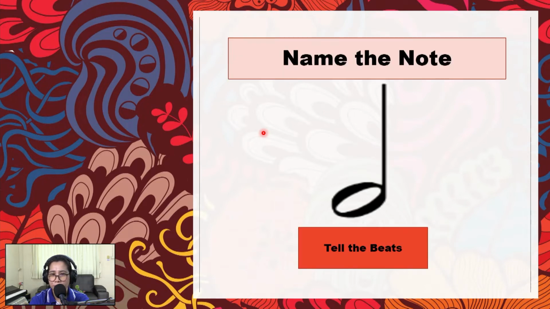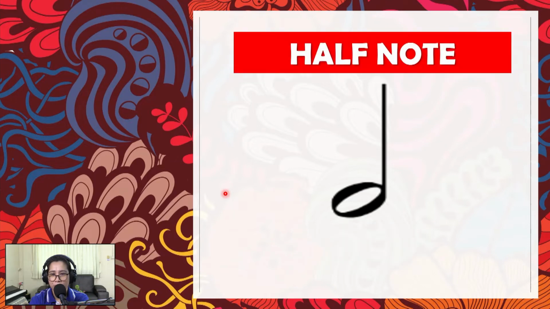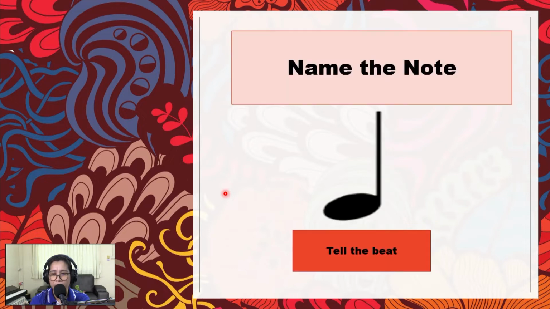Next. Name this note and tell the beats. 5 seconds, and after that, I will do the answer reveal. Let's start now. 1, 2, 3, 4, 5. The answer is half note. Half note with 2 beats. Did you get your answers right? I hope so. Okay, moving on.